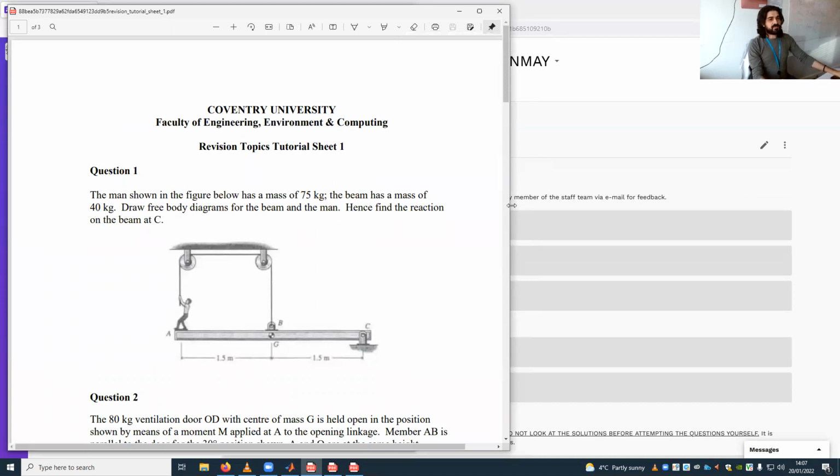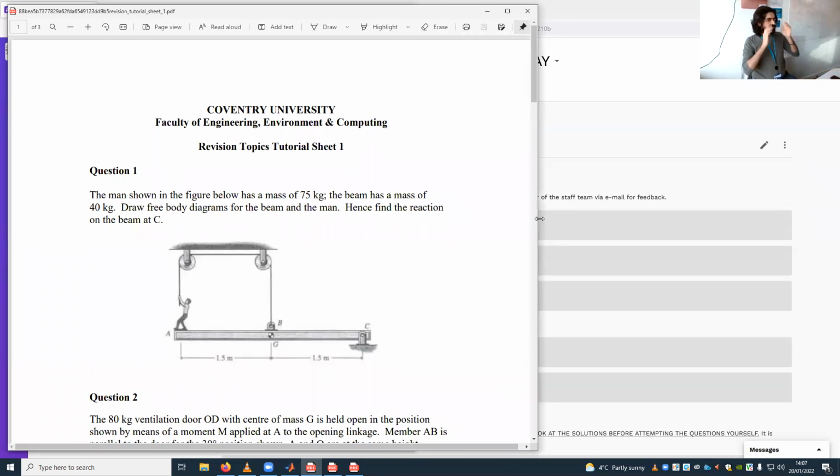So the first hour will be revision, exactly as we did in the lecture. The first lecture was revision and the second lecture was 3D stress transformations. So for this tutorial, the first hour will be revision, the second hour will be 3D stress transformations. All right, so let's start by solving question 1 of the revision topics.